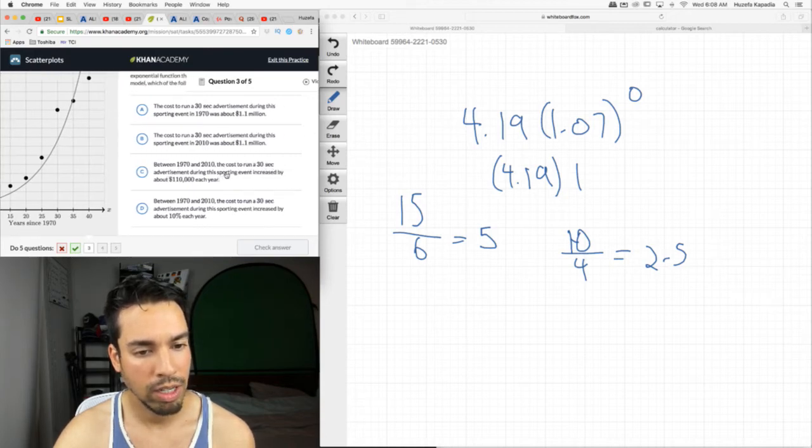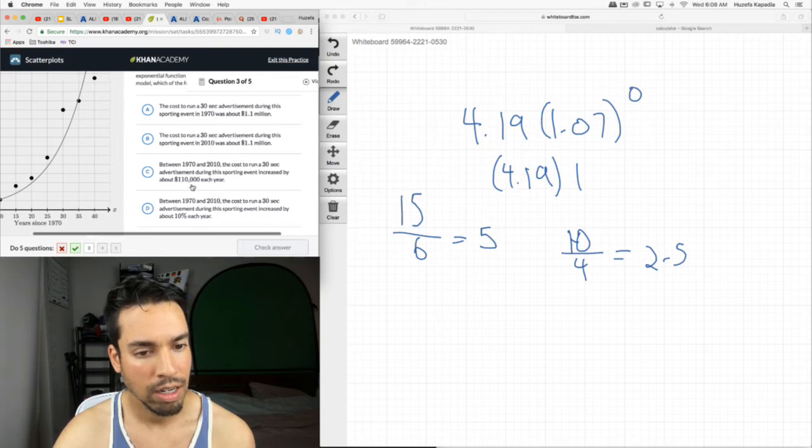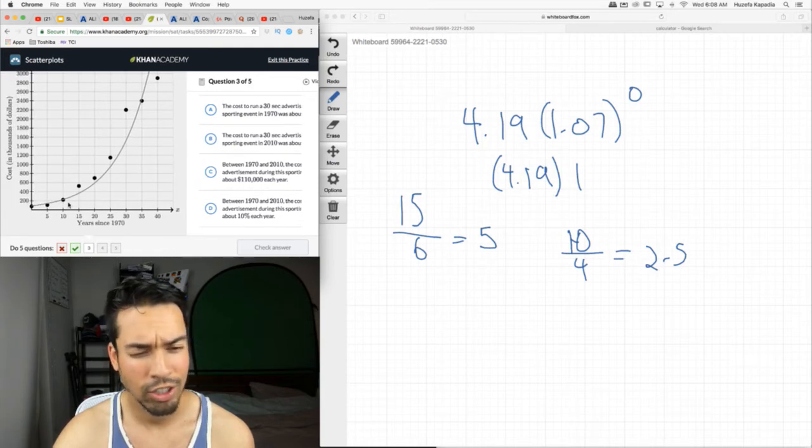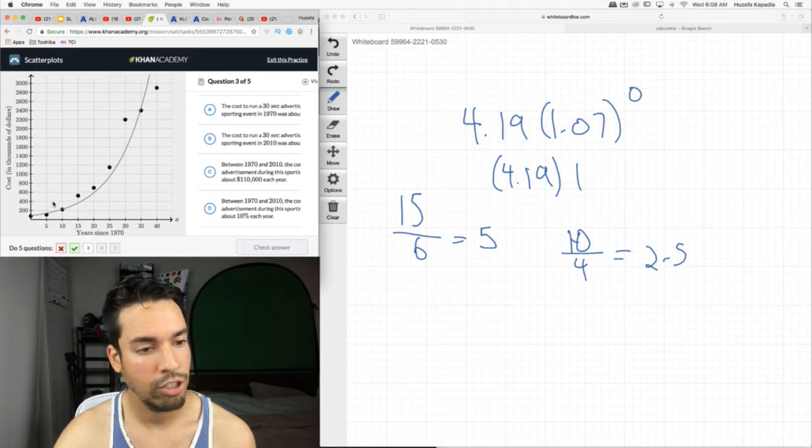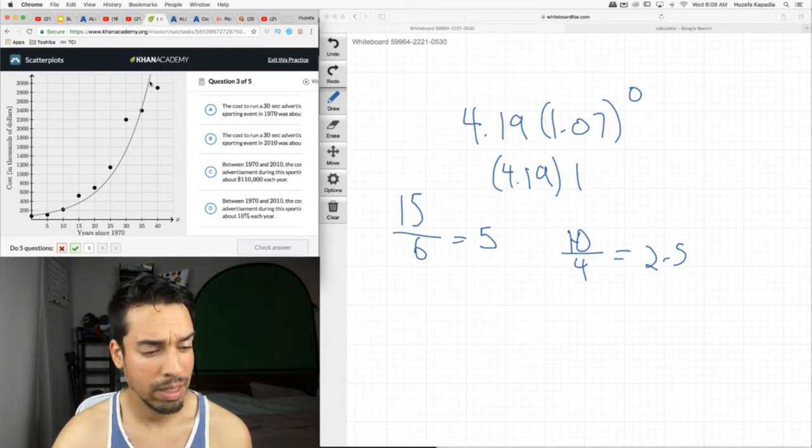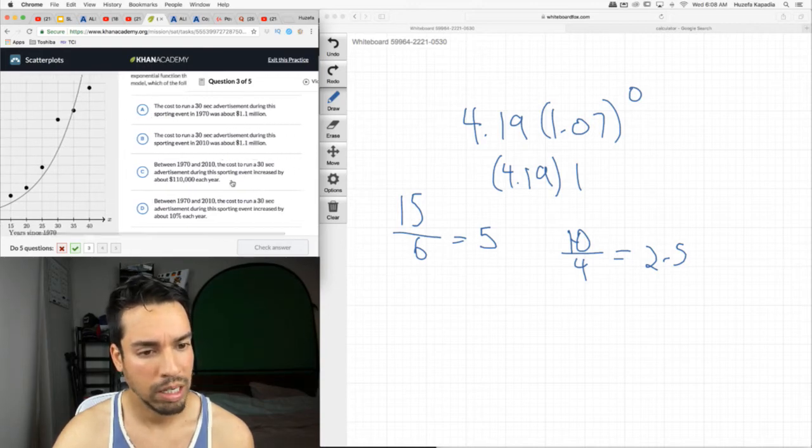Between 1970 and 2010, the cost to run a 30-second ad increased by 110,000 each year. There's no way, if this is an exponential function, it's growing. The amount that it increases is not constant, right? So you can say, I mean, we could do an average and say from 100,000 all the way up to 3 million divided by 40. So I can do that calculation, but I don't know if that sounds good. So let me look at this.